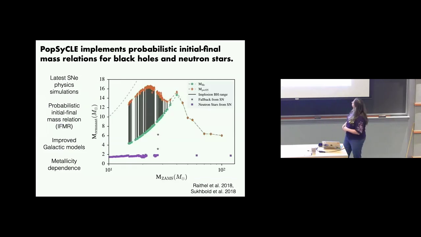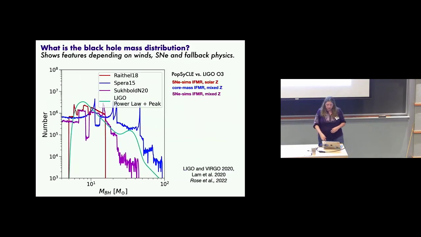It is probabilistic. For every star, it is not deterministic whether it turns into a black hole or neutron star. Sometimes it's a black hole, sometimes it's a neutron star, and we encode those probabilities inside of the population. So with this code, you can also ask, what is the black hole mass distribution? This is mostly a function of those initial final mass relations. Everything else is observational completeness, which is baked in.